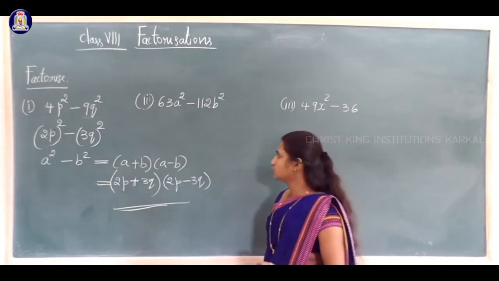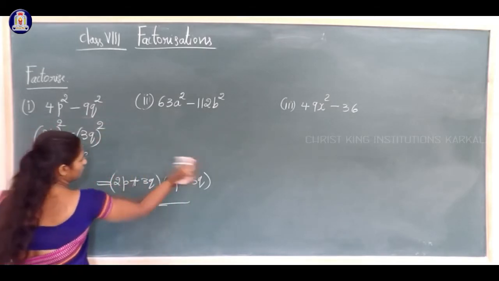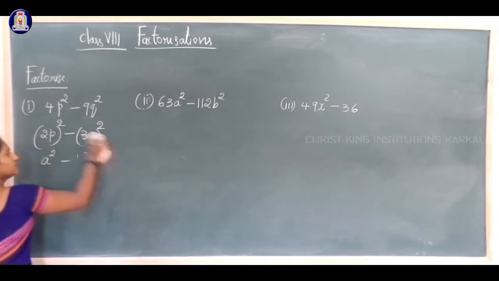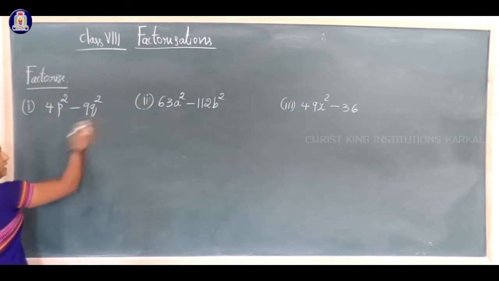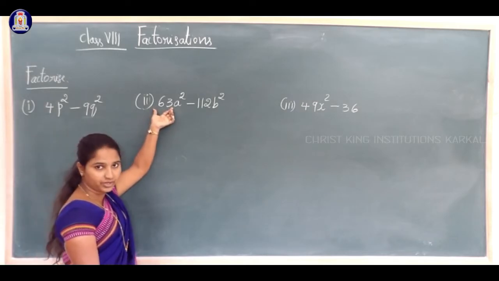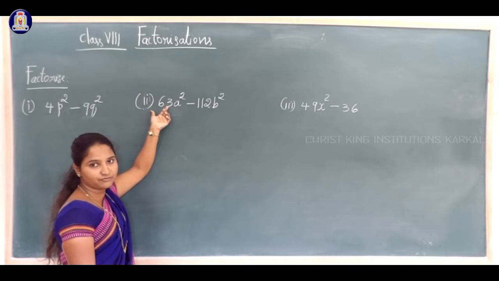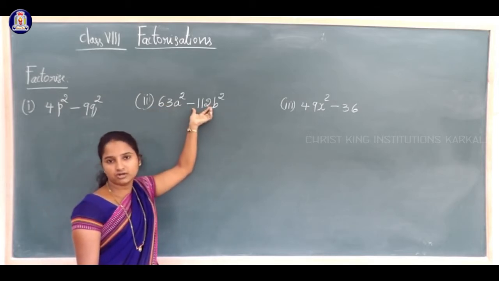The second question. We'll solve the second question now. See, 63a square minus 112b square. Is the given number 63 a perfect square? No, 64 is the perfect square, isn't it? Is 112 a perfect square? No, this is not a perfect square.